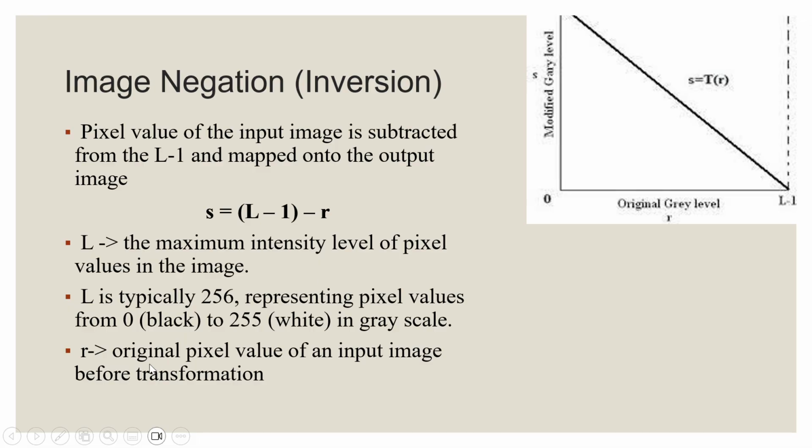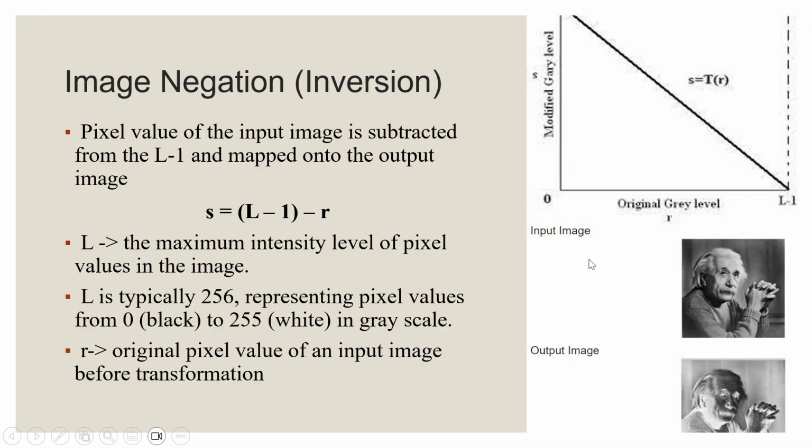And r represents the original pixel value of the input image before transformation. So we have to take each and every pixel of the input image and subtract it from the value of L minus 1. For example, if r is 120 and L is 256, then the s value will be 255 minus 120. So for the negation, we give an image as input, and each and every pixel is subtracted from 255.